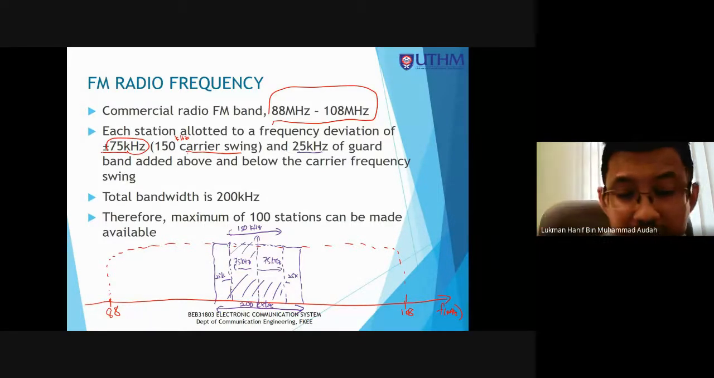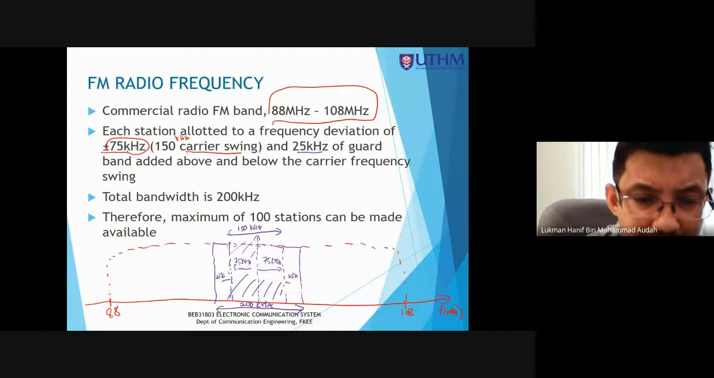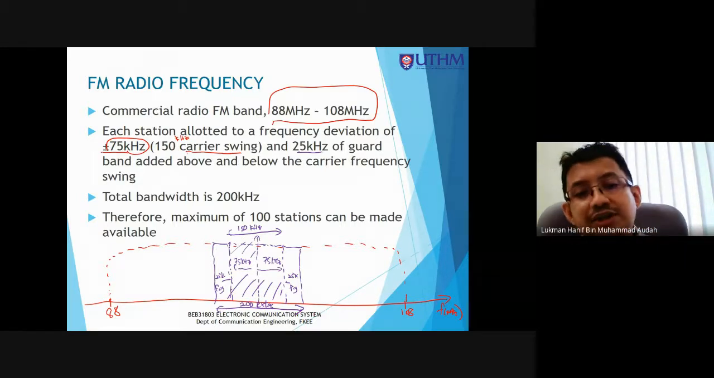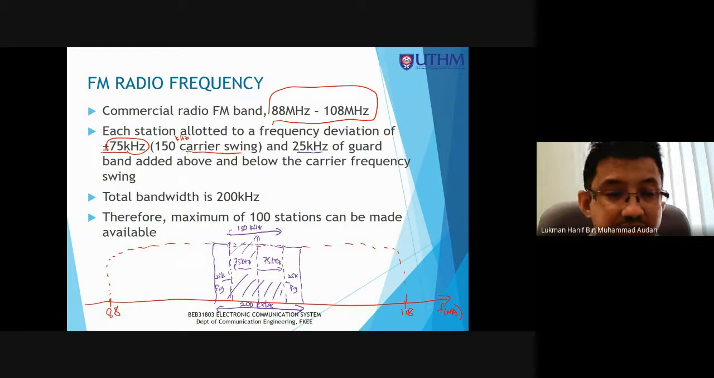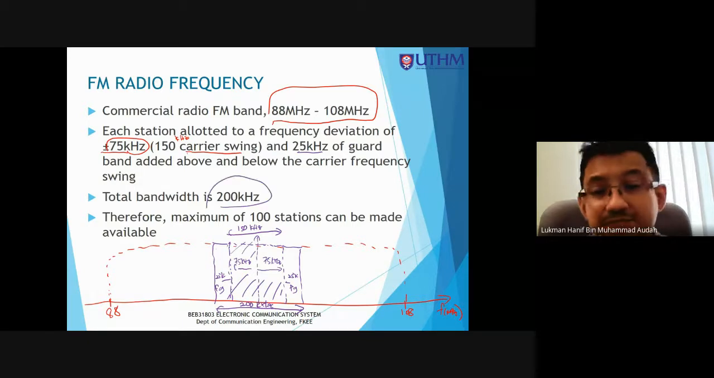Okay, so what I want to show is that this is the guard band. This is the guard band. Okay, so the radio station should not operate at this guard band. It is to separate one channel from another channel. So you see that the total is 200 kilohertz for one channel.